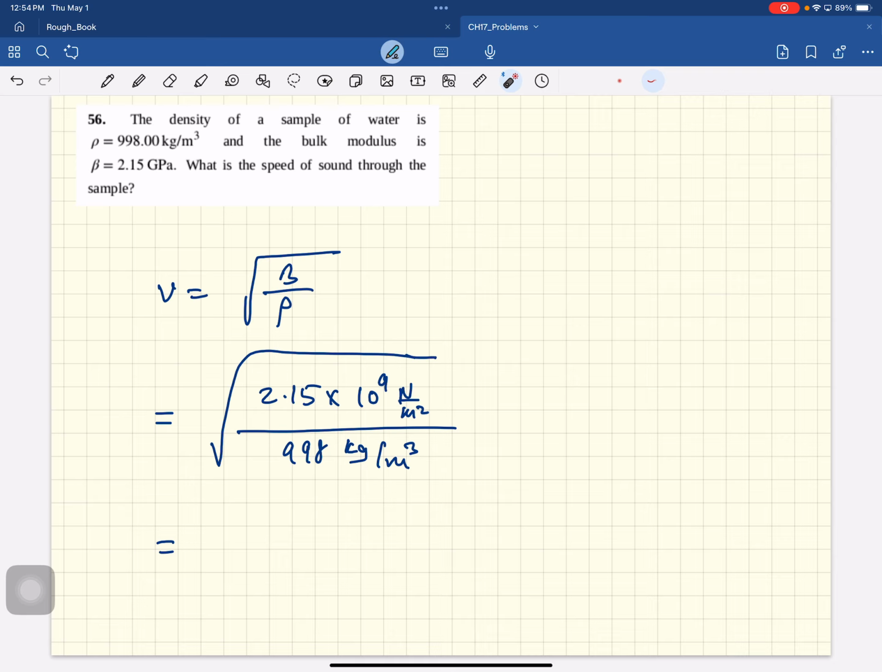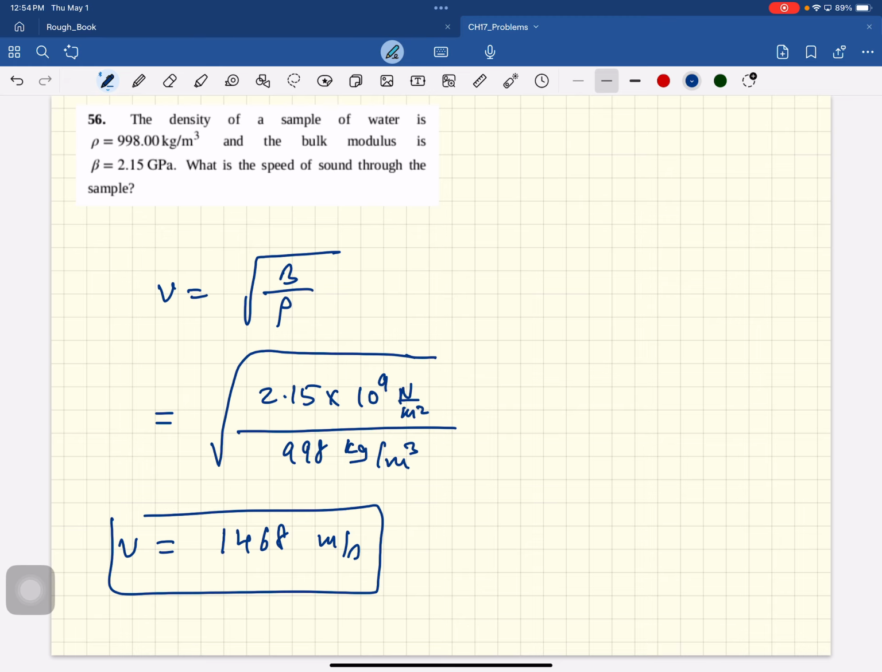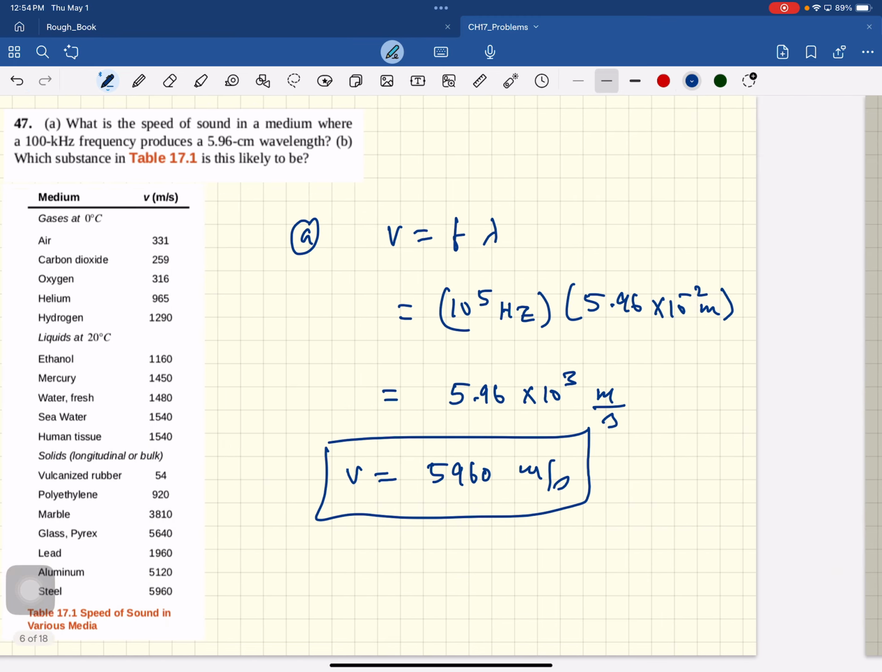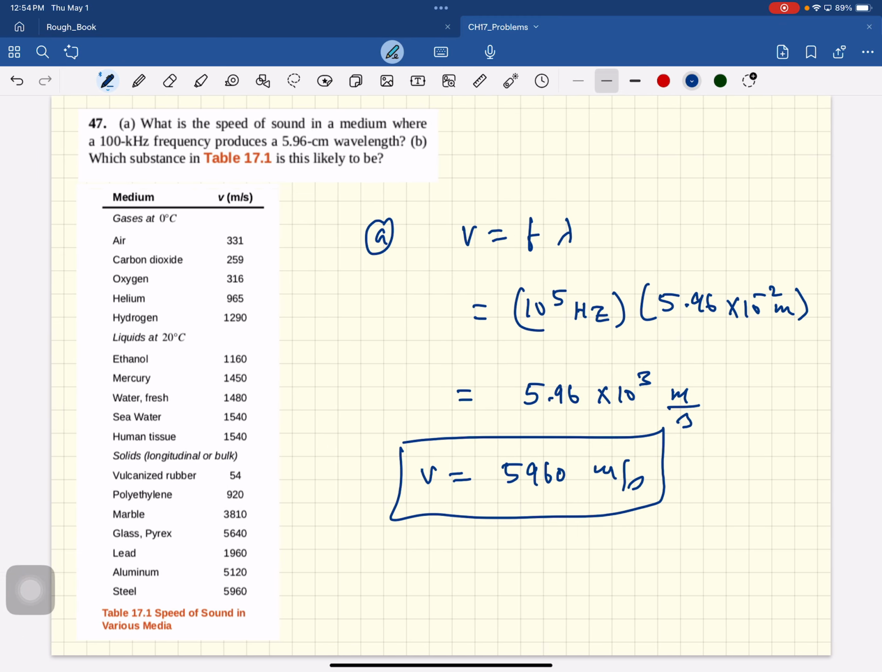So 2150 divided by 998, square root of that. Okay, so it's 1.1468 meters per second. That's the speed of sound in water.